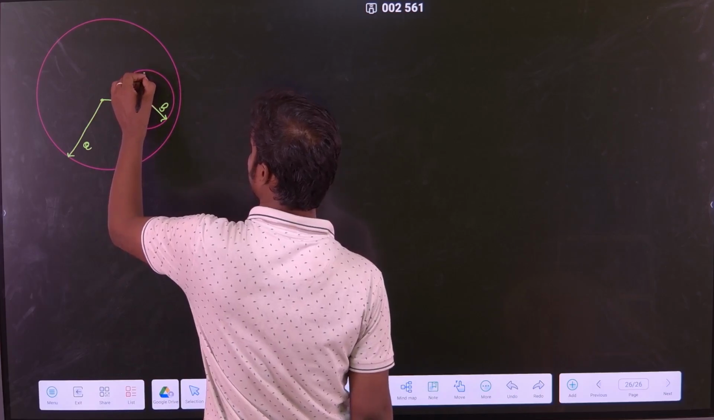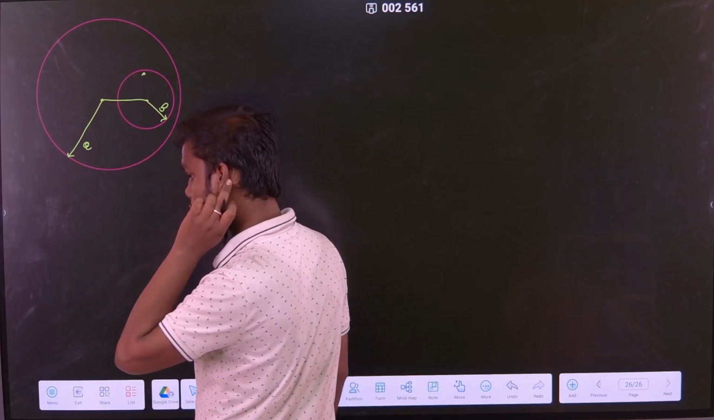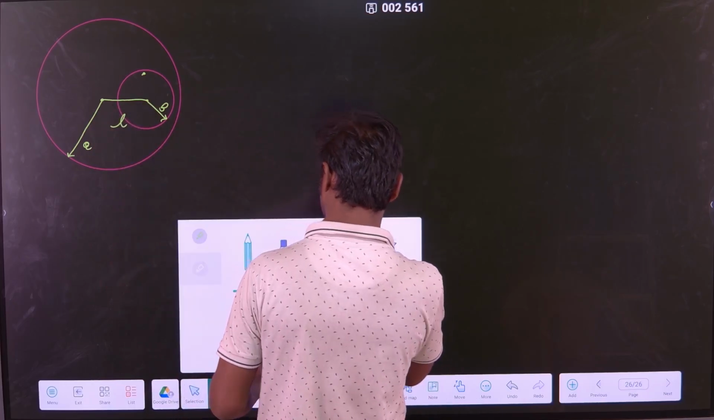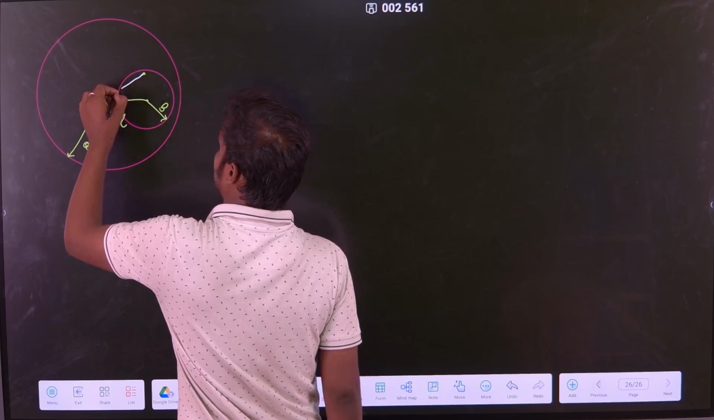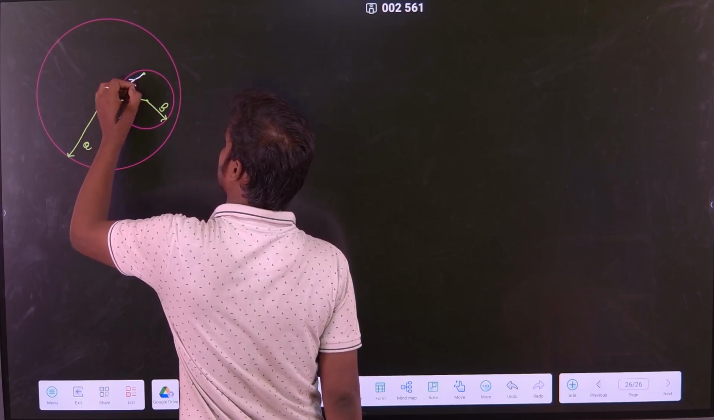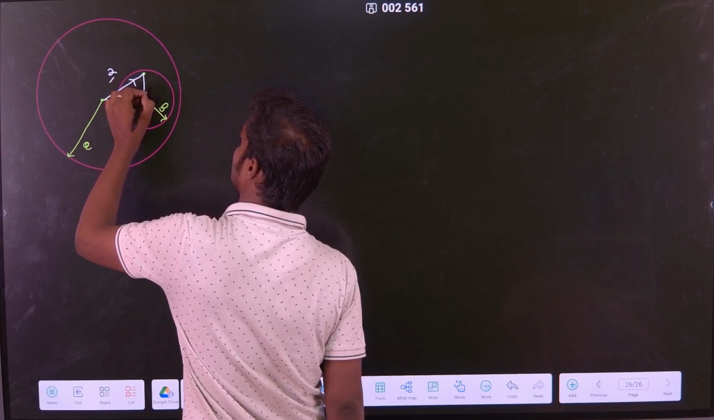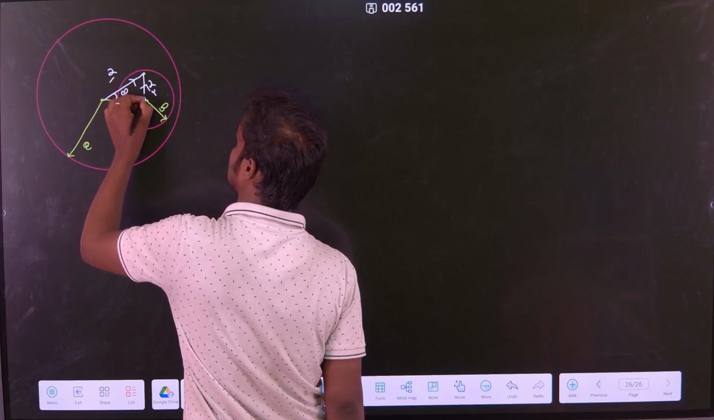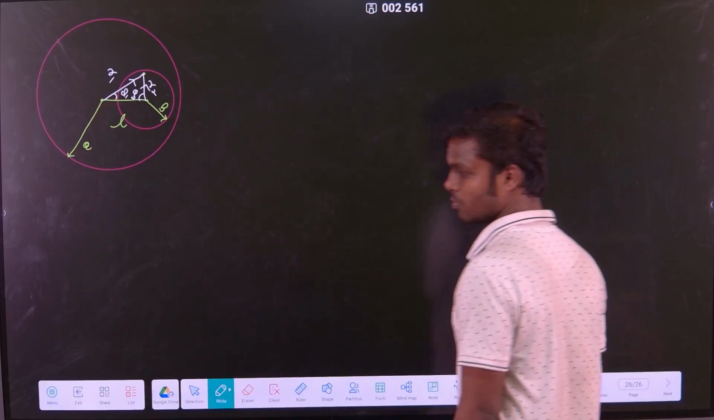Suppose at this point I want to calculate the field. First, the distance between these two centers is L. From here to here we are considering one R1 vector. From here to here we are considering one R2 vector, and we are taking this angle theta 1 and this angle theta 2. Are you getting my point?